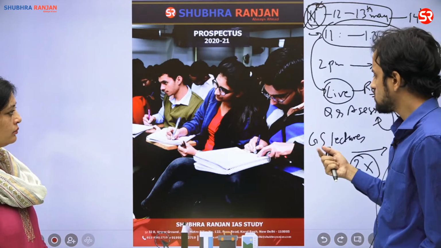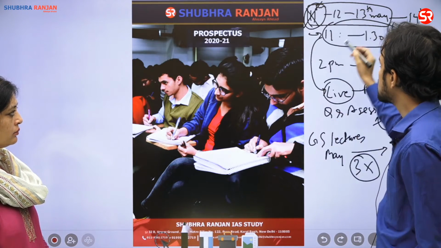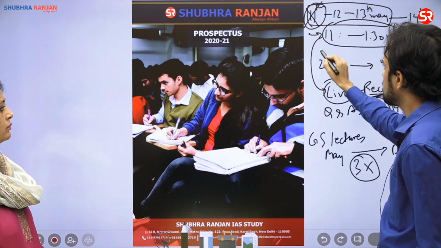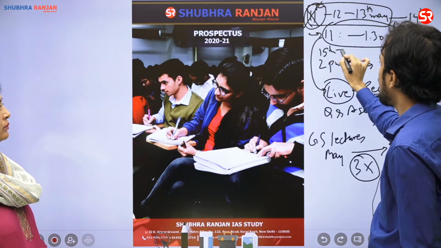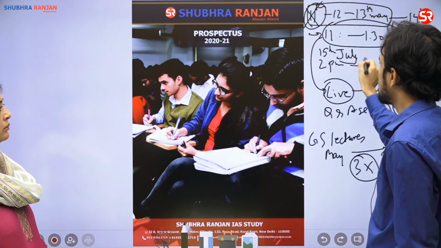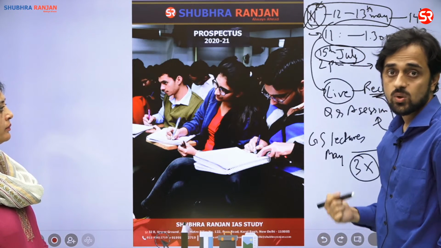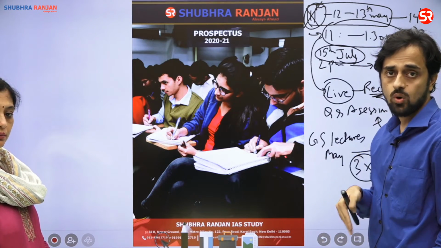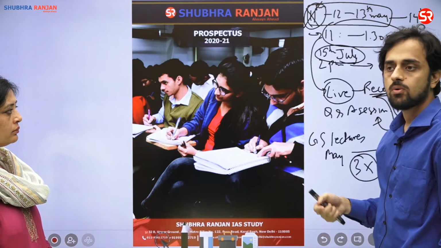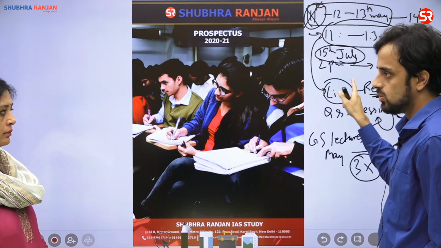Also what is to be understood is that the Pol Science course begins from 15th of July, whereas the GS course begins from 15th of May. So even when you do polity and history before, it will definitely help you in your Pol Science understanding also.